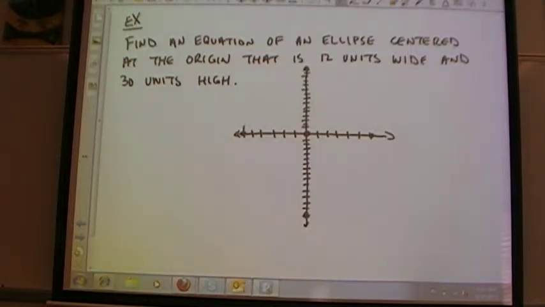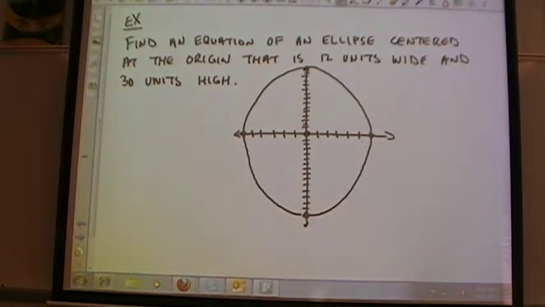So, here's a quick sketch of your ellipse. Because of the distances, you know the major axis is the Y and the minor axis is the X. So it's always in the form of x squared over something plus y squared over something equals 1. So what goes under the Y? 15? No, 15 squared, which is? 225. There you go.